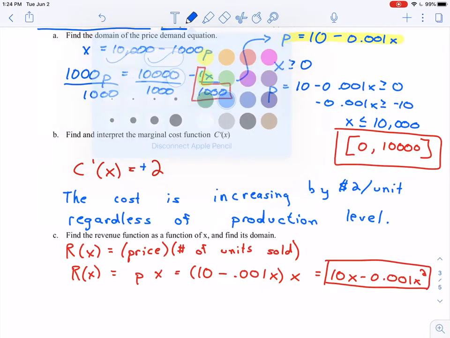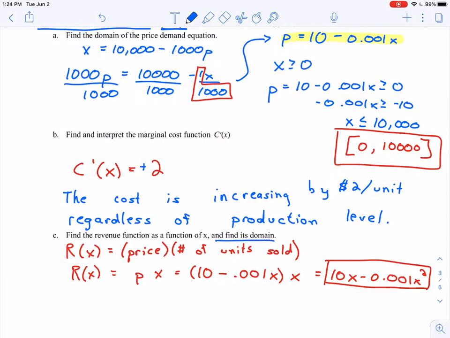The next part I was asked to do, it says, and find its domain. So there's a few different ways you can think about this. One is to take your revenue function, your r of x, and say your revenue is solely the amount of money you take in. So it really only makes sense that you make a positive, or at least a non-negative, amount of money in sales. So you could take this and set up an inequality, but it's actually a little bit more work than the alternative.